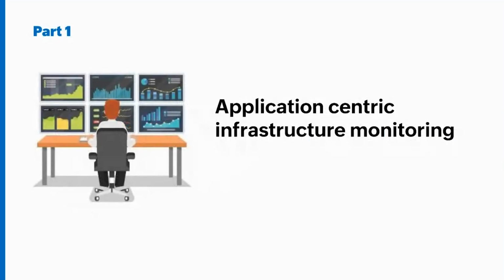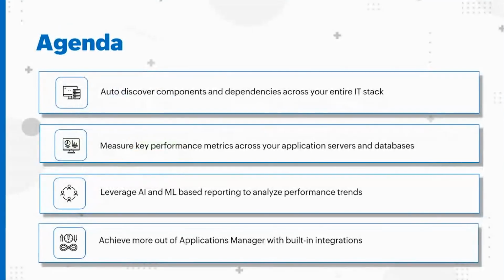Let's get into the first topic of this training series, application-centric infrastructure monitoring. On this first topic, we'll be discussing four different subtopics in the agenda. The first topic will be auto discover components and dependency. The second topic is measure key performance across your application and database servers. The third topic will be how AI and ML based reporting will help us to analyze the performance trend. And the last topic will be what are all the built-in integrations that are available in Applications Manager.